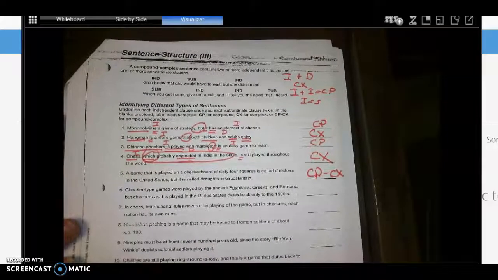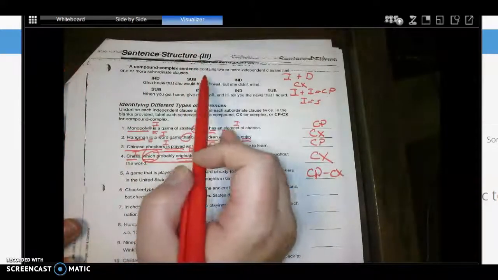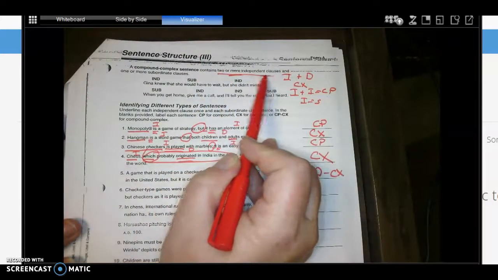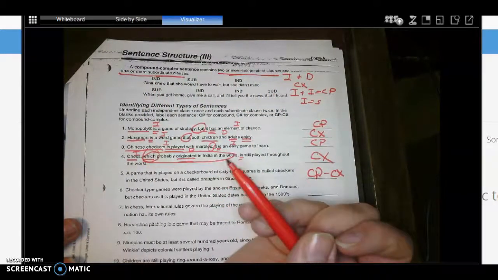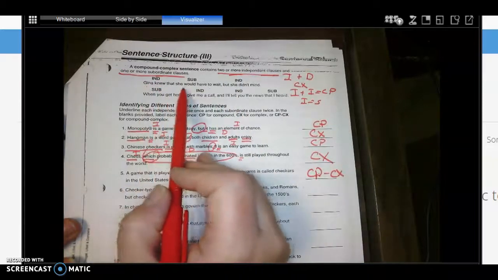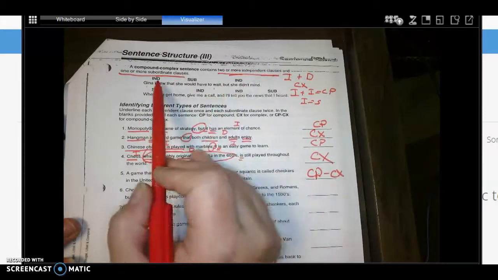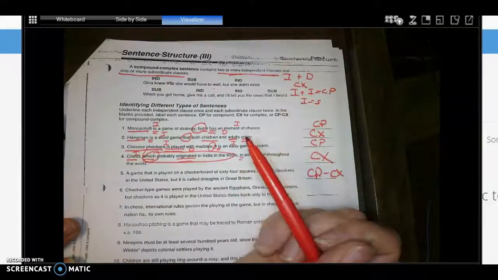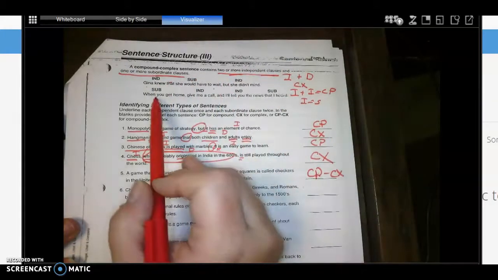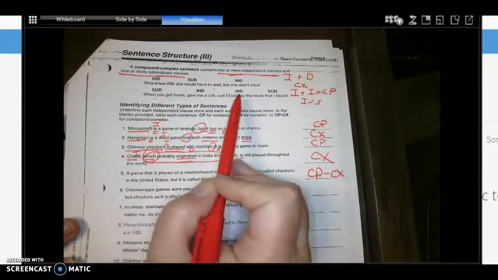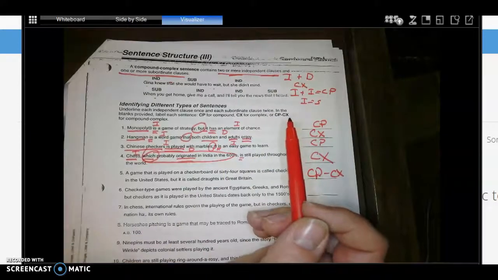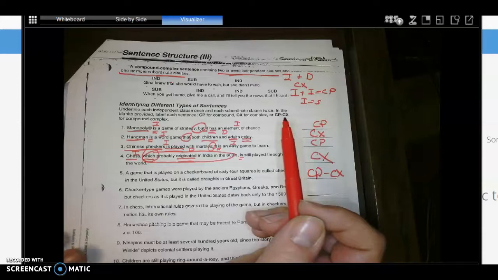Okay, this one talks about compound complex sentences. Okay? A compound complex sentence contains 2 or more independent clauses and 1 or more subordinate clauses. Okay, so if we look at our examples, I have Gina knew that she would have to wait, but she didn't mind. I have 2 independent and 1 subordinate, so that one's compound complex. When you get home, give me a call and I'll tell you the news that I heard. I have subordinate, subordinate, independent, independent. Okay, so I have the 2 independent and the 2 subordinate, so this one's also compound complex.